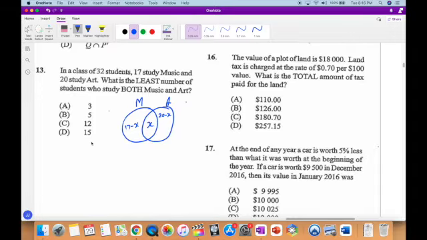So all of this added up, 17 minus X plus 20 minus X was supposed to give us 32. Well, we can see these X's are gone here, and 17 and 20 is 37 minus X is equal to 32. So therefore we could say that X is equal to 37 minus 32, which is 5. So X is 5, is the least amount of students that could study both.